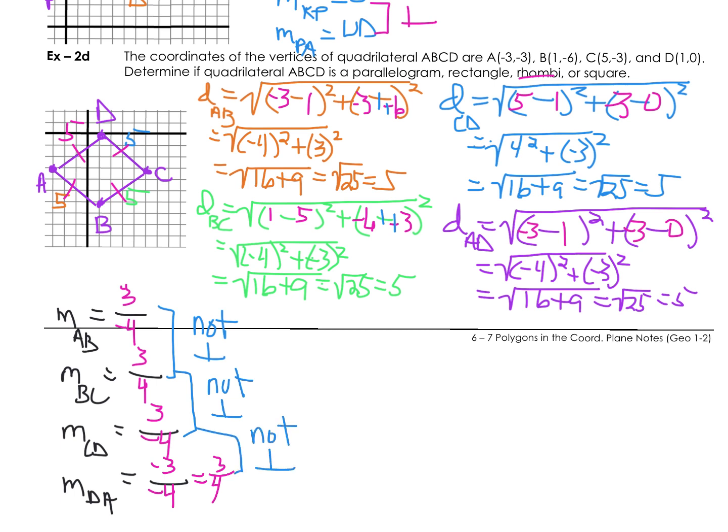And the reason why I'm stating that is because I want to be very clear that it's a rhombus and not a square. So since it's a rhombus and not a square, I want to state that there are not 4 right angles. And I've just proven I do not have any sets of perpendicular lines, so therefore there are not 4 right angles.